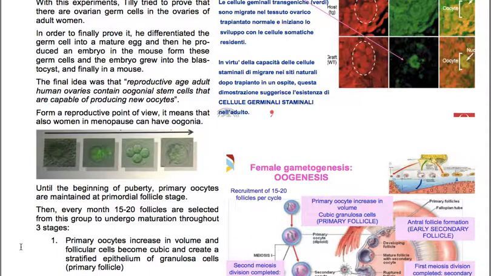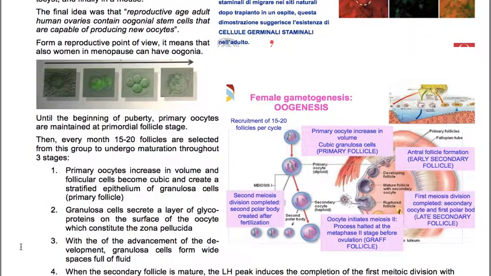So, until the beginning of puberty, primary oocytes are maintained at primordial follicle stage. Then, every month, 15-20 follicles are selected from this group to undergo maturation throughout 3 stages. Primary oocytes begin increasing volume, and follicular cells become cubic and create a stratified epithelium of granulosa cells, primary follicle. Granulosa cells secrete a layer of glycoproteins on the surface of the oocyte, which constitute the zona pellucida.